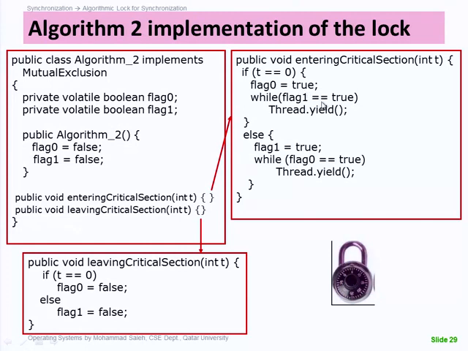Now, when executing the code flag 1 equals true, or just before that, there was a context switch. We can have that, right? So at this point, we have a context switch. Flag 0 is what? True. Flag 1, we don't know yet. Now, let's resume another thread, which is thread 1 in this case, because thread 0 is suspended as a result of the context switch.